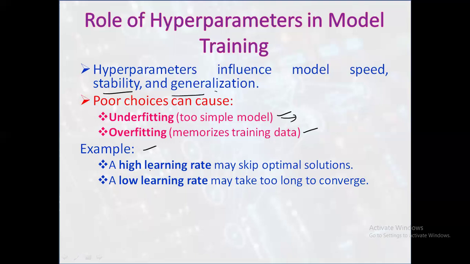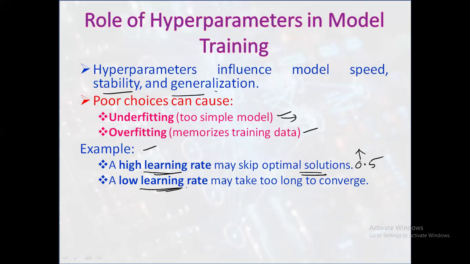A high learning rate. If you are taking a high learning rate, what will happen? It may skip the optimal solution. If the learning rate is set too high, say for example 0.5, the model might jump over the optimal value during training, leading to unstable updates and poor convergence. It will not be stabilized.